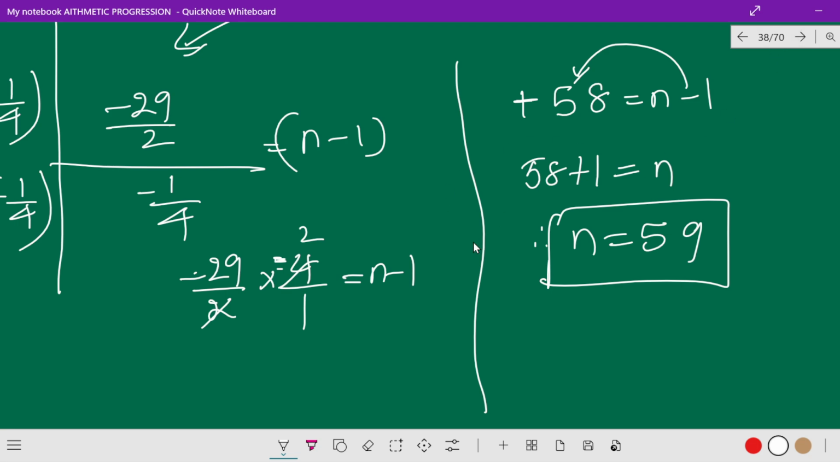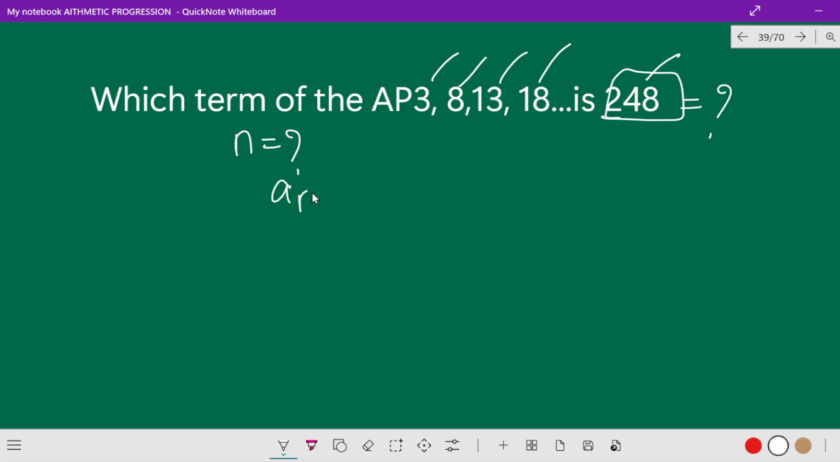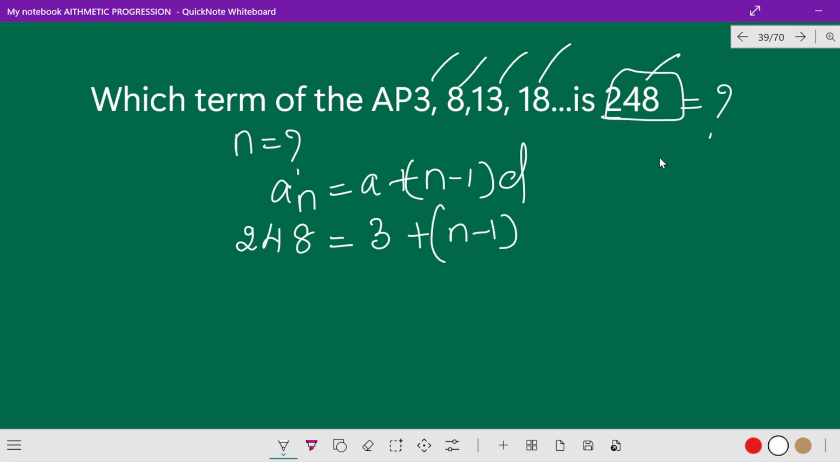So this is the procedure. Next: which term of the AP is 248? Which term of the AP is 248? It means we have to find n, the number of the term. First term is 3, second term is 8, third term is 13, fourth term is 18, last term is 248. We have to find which place this term is. So an is equal to a plus n minus 1 into d. Here an is 248, first term is 3, and d is 8 minus 3, the answer is 5. So d is 5.